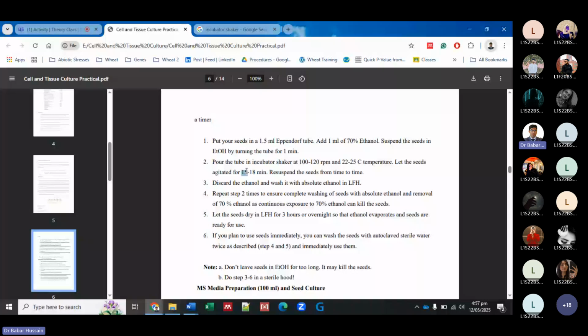Then you will take the tubes out and tap them with the hand so that the seeds are not stuck at one side of the Eppendorf tube. Discard the ethanol. These two steps can be done in the lab environment, in the open. You are just using ethanol, and ethanol will kill the pathogens, so no problem. You can do it in open lab space.